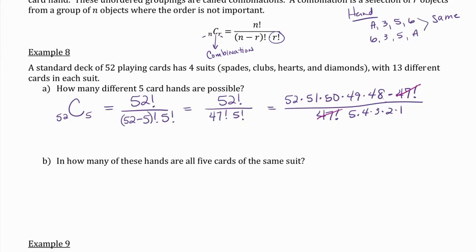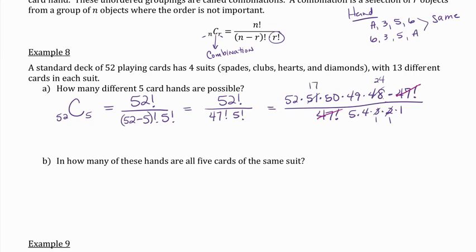Okay, then you can do a little more canceling here. The 2 and the 48, I can make 1 and 24. The 3 would go into 51. That makes 1 and 17.